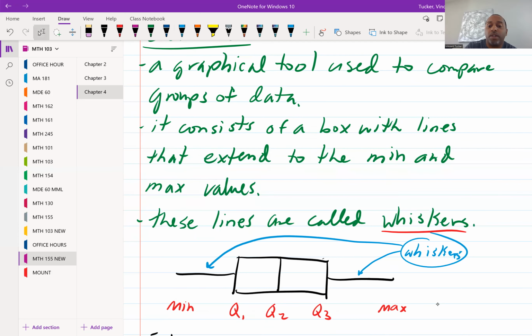Questions on what we did there, or what I've written so far? You notice you have your 3 vertical lines that are representative of Q1, Q2, and Q3's positioning. Then the whiskers extend out to your maximum and minimum value.